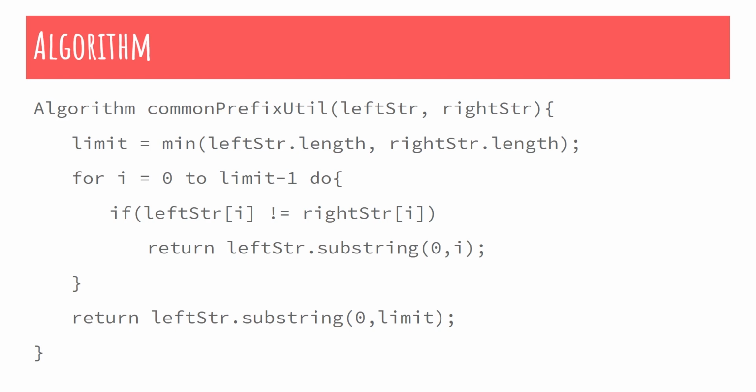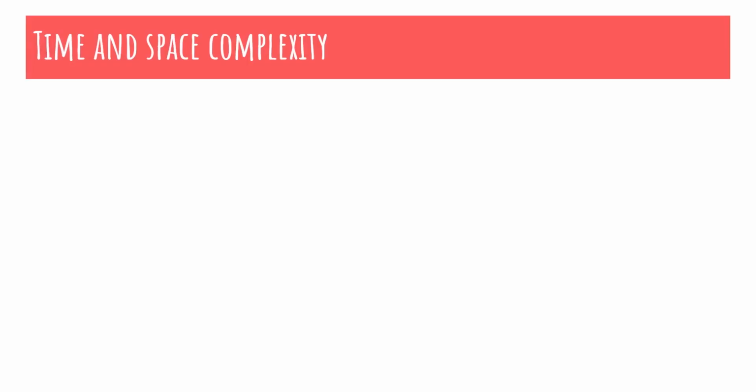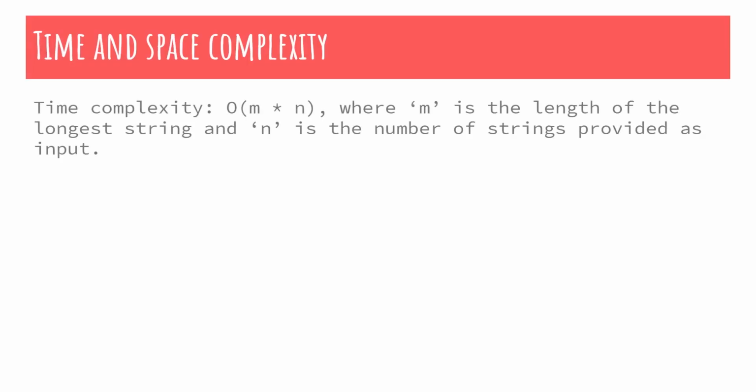Let's dive into the time and space complexity. Time complexity is order of m into n, where m is the length of the longest string given as input and n is the number of strings provided as input.